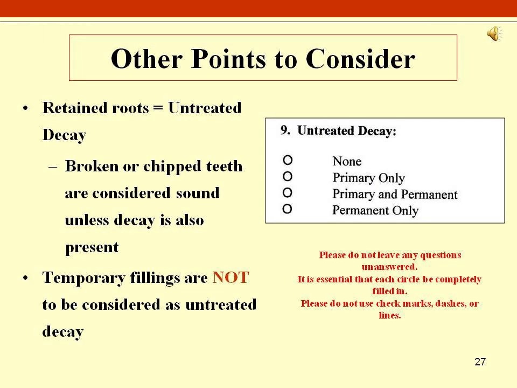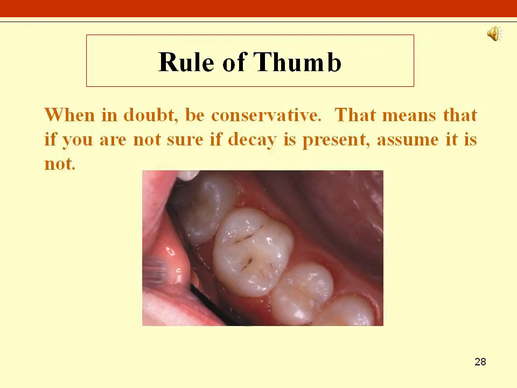Here are some other points to consider when coding untreated decay. Retained roots resulting from severely broken down decayed teeth are considered untreated decay. Chipped or broken teeth are considered sound unless decay is also present. Temporary fillings are not to be considered as untreated decay. When in doubt about the presence of decay, or any other condition for that matter, be conservative.